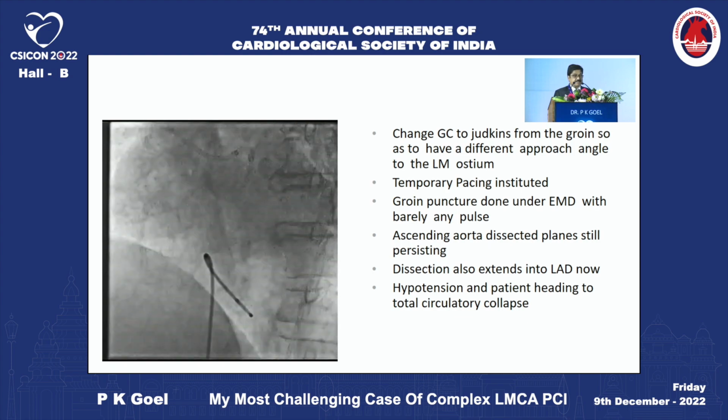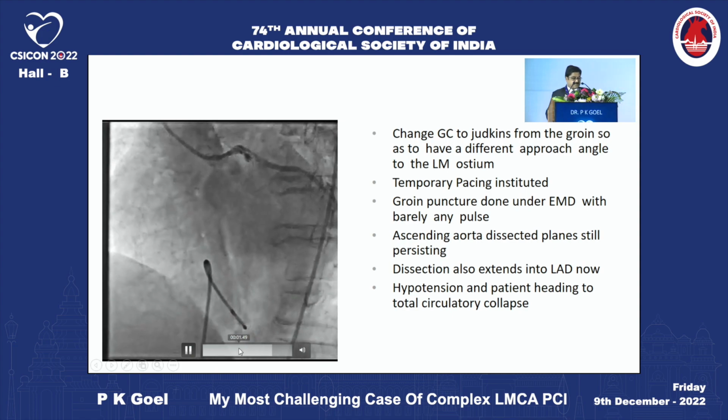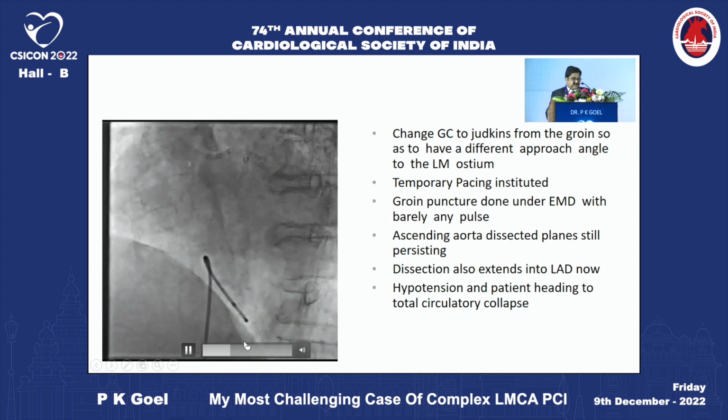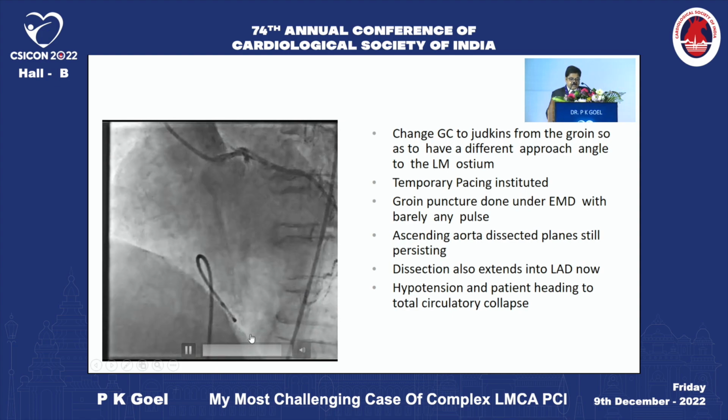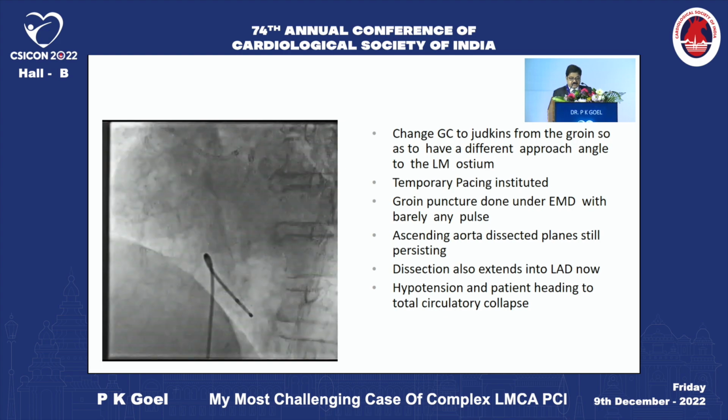And then at that time, I was not able to get into the left main at all. So changed the guiding catheter to the Judkins from the groin so as to have a different approach angle to the left main. Temporary pacing had to be done, groin puncture done under almost an electromechanical dissociation situation. Ascending aortic dissection planes are also seen. So you see some dissection planes in the ascending aorta, and the LAD is also not filling, and the hypotension is going strong, and the patient is heading towards total circulatory collapse.